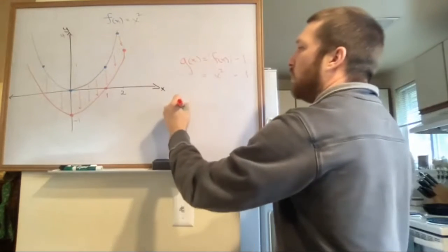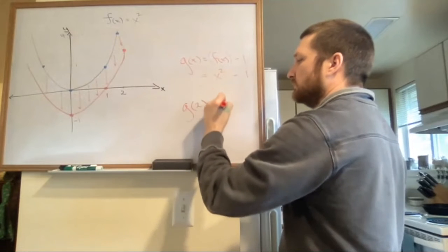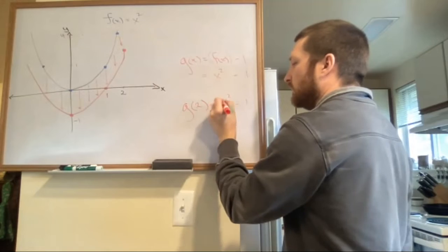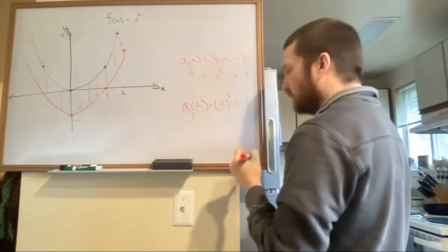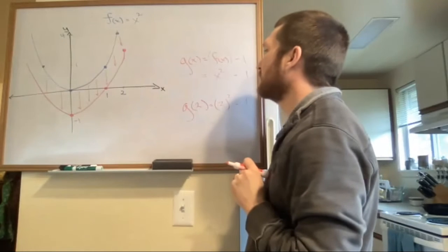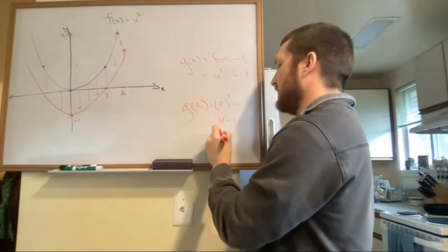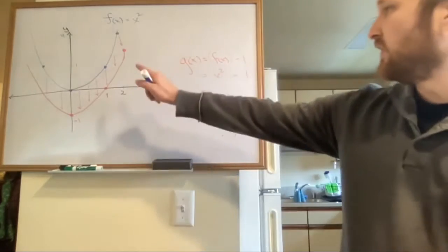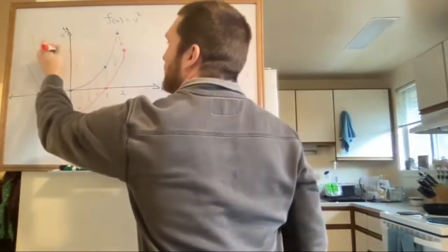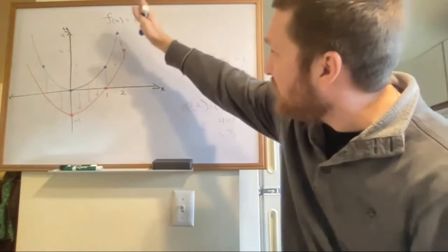Let's check. What is g of 2? g of 2 equals 2 squared minus 1, which is 4 minus 1, which is 3. So I plug in a 2, I get out a 3, and indeed, that is 1 unit down from the old output.